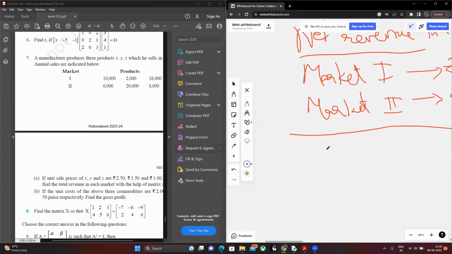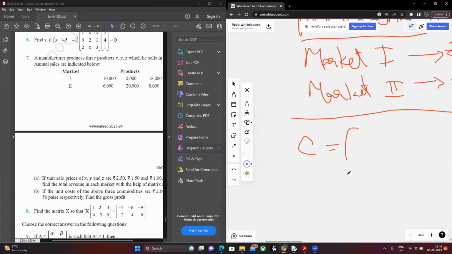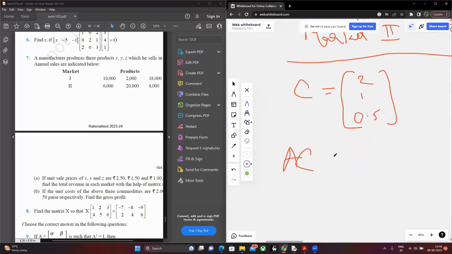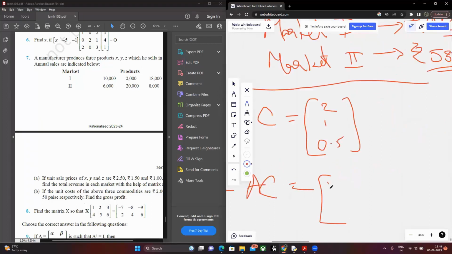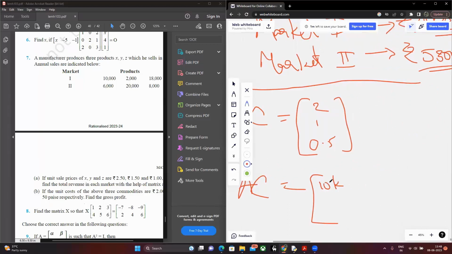gross profit. So the cost price C is going to be the matrix 2, 1, 0.5. That is, 50 paise is 0.5. So the net cost NC is going to be A times C, the number of products purchased into the cost of each product. That is going to be the matrix 10K. K is 1000.